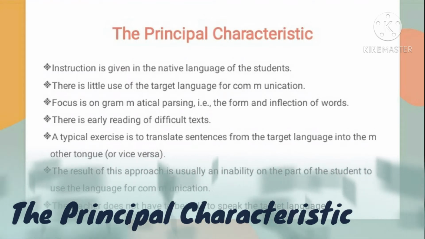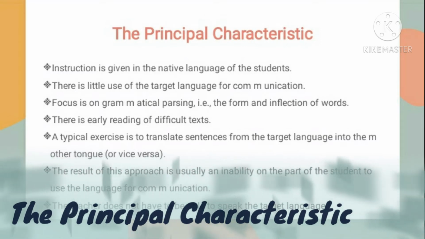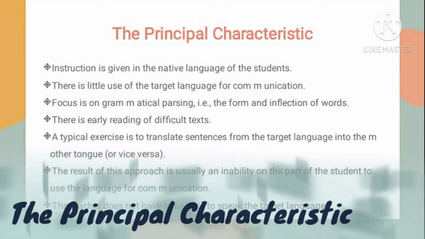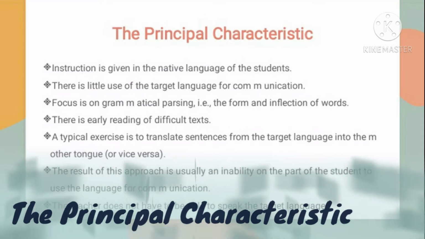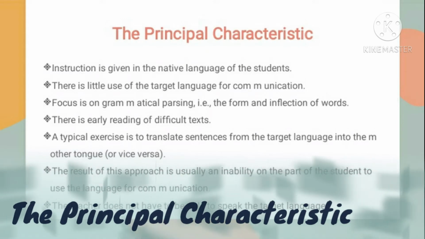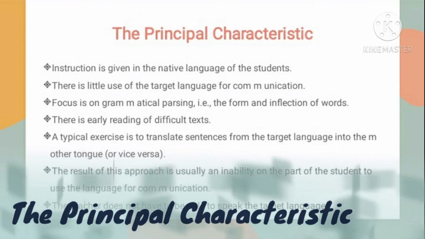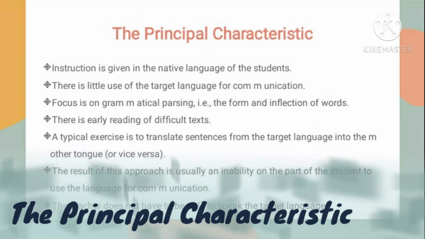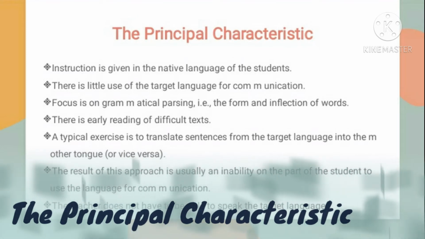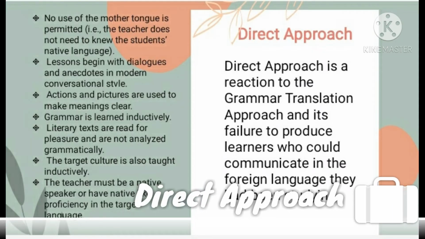The third is focusing on grammatical parsing, for example, the form and inflection of words. The fourth is there is reading of difficult texts. The fifth is a typical exercise is to translate sentences from the target language into the mother tongue or vice versa. The next is the result of this approach is usually an inability on the part of the student to use the language for communication, and the last is the teacher does not have to be able to speak the target language.